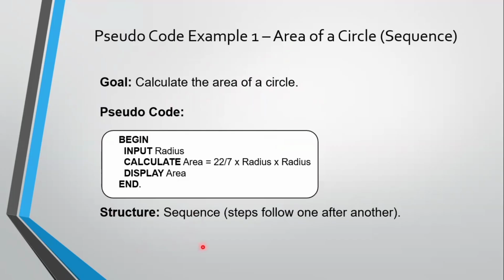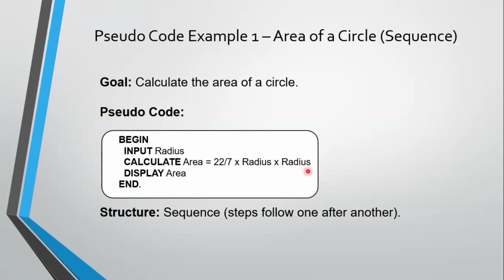This is a sequence structure, right? Because we can't skip any step, we just follow the lines from top to bottom. First, we need the radius of the circle from the user. Then the computer does the math using the formula. What is the formula to calculate the area?